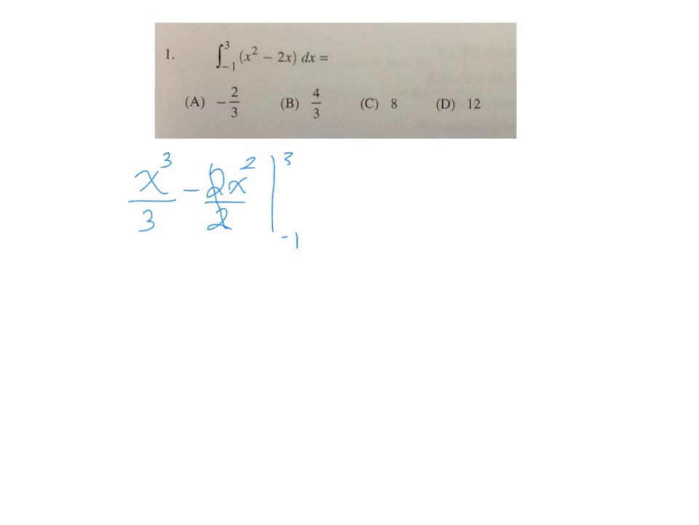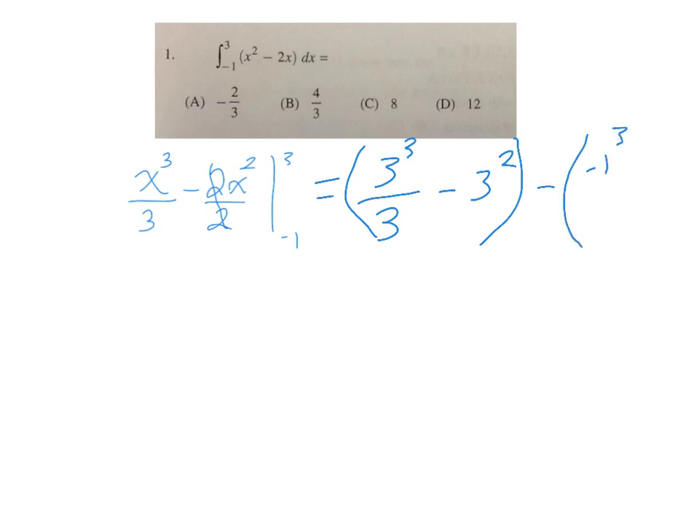All right, so now when we're going to evaluate this one, I'm doing top minus bottom, so it becomes 3 cubed over 3 minus 3 squared. That is everything on top. And we're going to subtract the bottom, so that's going to be -1 cubed over 3. And we're going to subtract -1, so -1 squared. And I'll squeak that in.